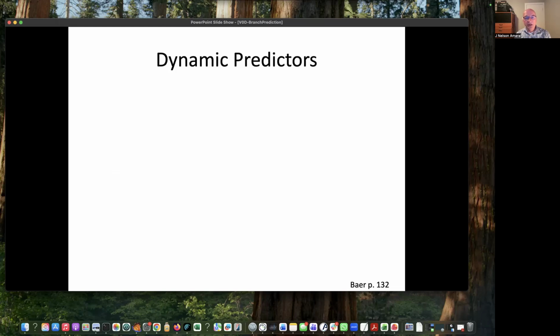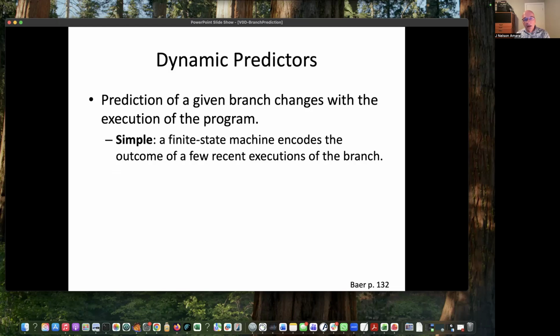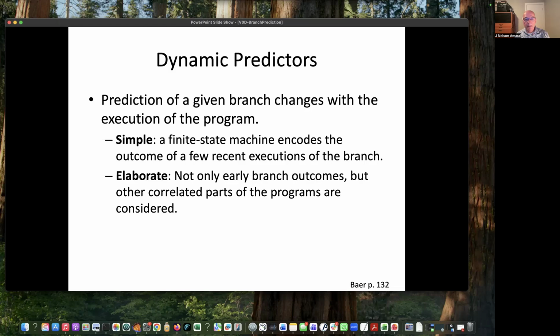Then we have dynamic predictors. The idea of a dynamic predictor is that the prediction for a given branch will change with the execution of the program. So we're not going to always make the same prediction for the same branch. A simple way to do that is to use a finite state machine that will encode the outcome of a few of the recent executions of the branch.